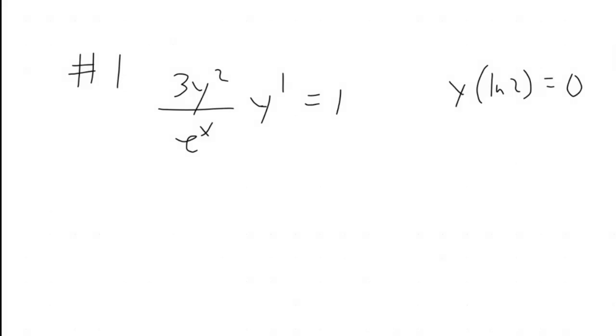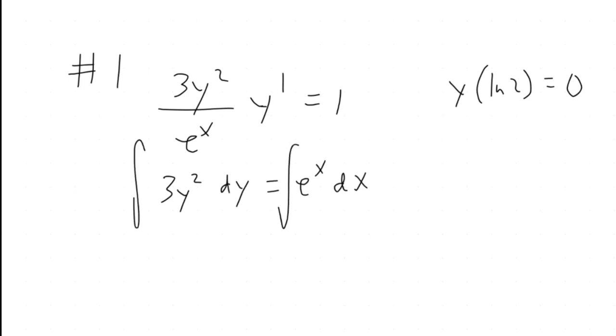Let's multiply the e to the x to this side. So we have 3y squared. We can call this dy e to the x dx. So now integrate both sides. On the left, we get y cubed. And on this side, we get e to the x plus c. So we have plus c immediately.